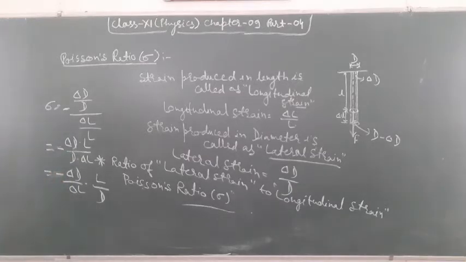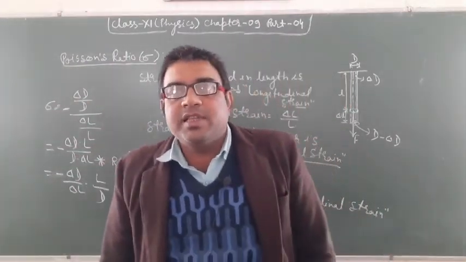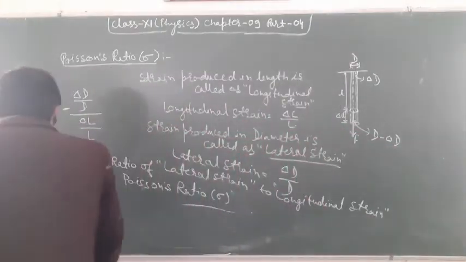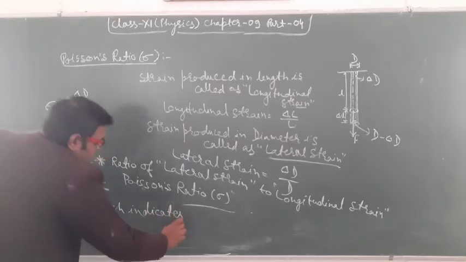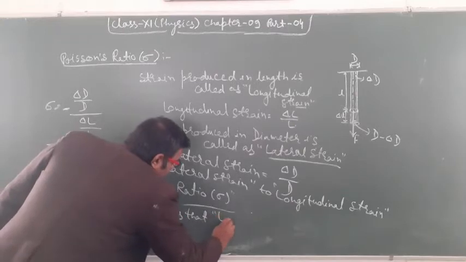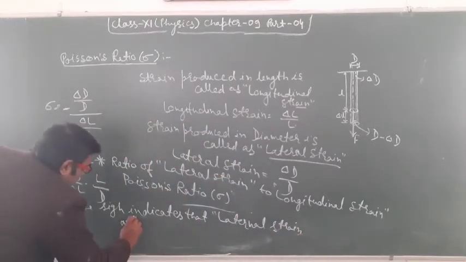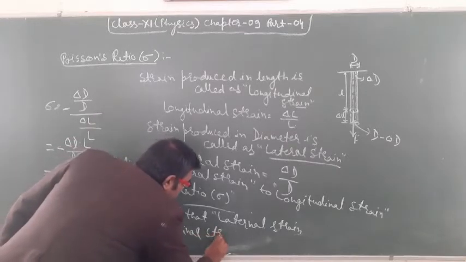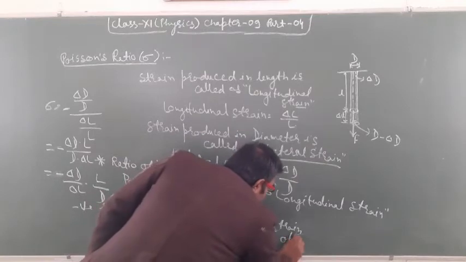And why this negative sign? This negative sign indicates that the longitudinal strain and the lateral strain are of opposite sense, because one is increasing and the other is decreasing. The relative change between longitudinal strain and lateral strain is of opposite sense, so we place a negative sign over here. So the negative sign indicates that lateral strain and longitudinal strain are of opposite sense.